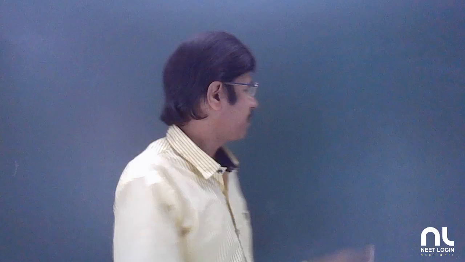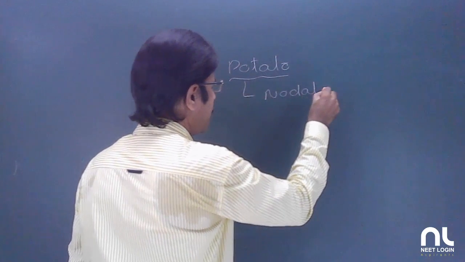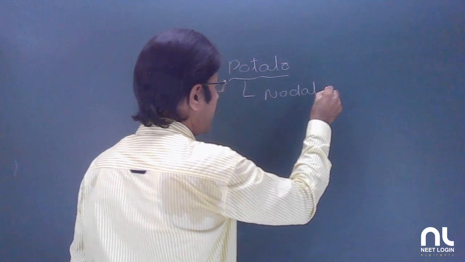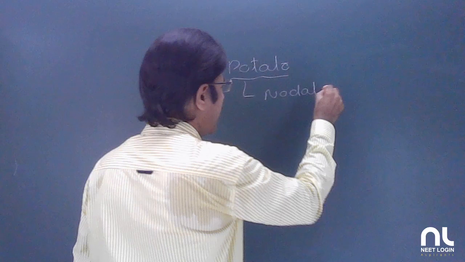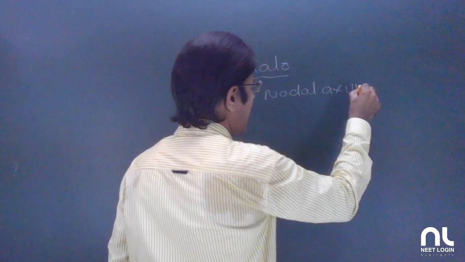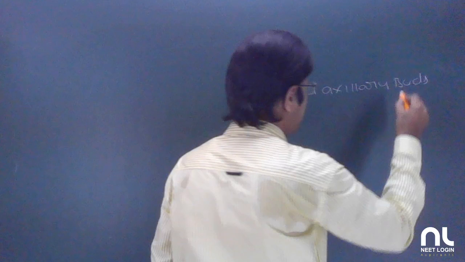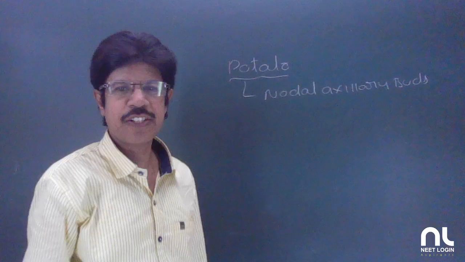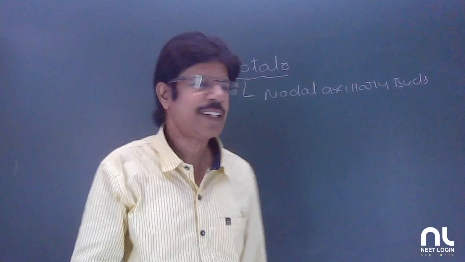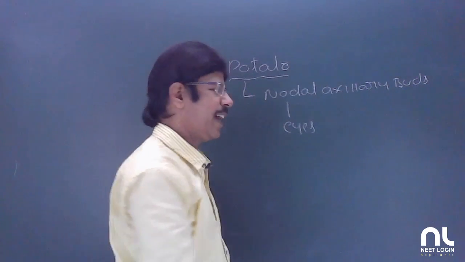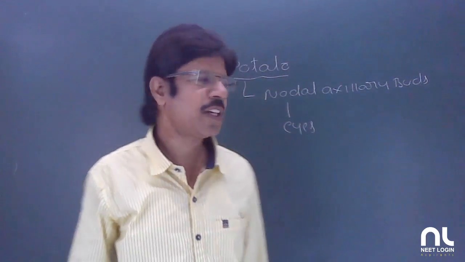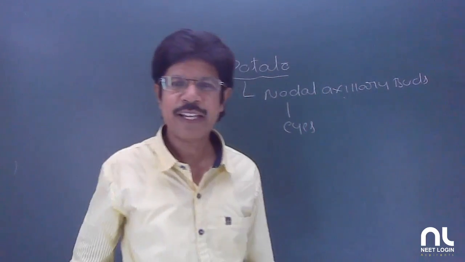Buds in potato, in case of potato, are nodal axillary buds. It is not adventitious buds, nodal axillary buds in the case of potato. So which are nothing but the eyes. Eyes are vegetative propagating structures. What are present in eyes? It is axillary buds.